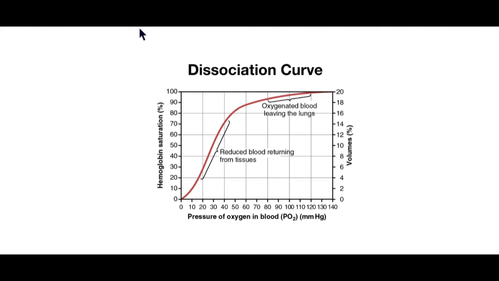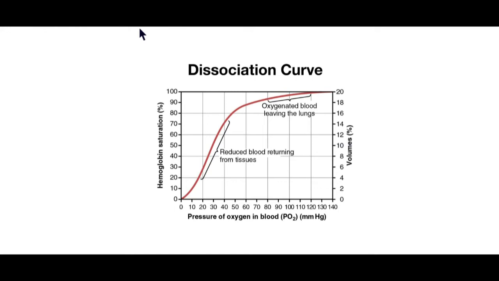So if you have a higher partial pressure down here at the bottom, a higher partial pressure of oxygen, which is up around 100 to 110 in that general area over here, this is what you would find in the lungs, so you're pretty much completely saturated. When you get to the tissues, this is roughly the partial pressure of oxygen that you're going to find in the tissues.